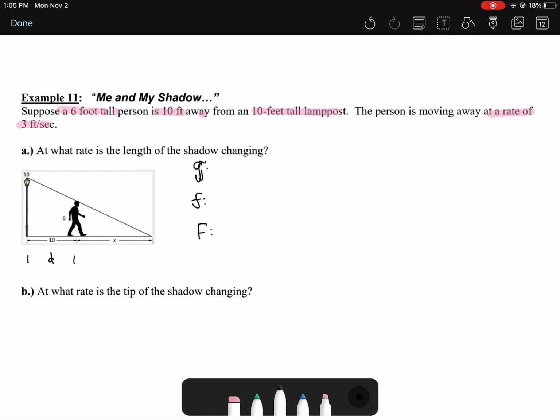I'm going to say this is D, and I don't like X. I'm going to use S because that's my shadow. Because if you think about it, I'm looking at my shadow. If the lamppost is behind me, my shadow should be in front of me. So that's why I'm going to label this S instead.